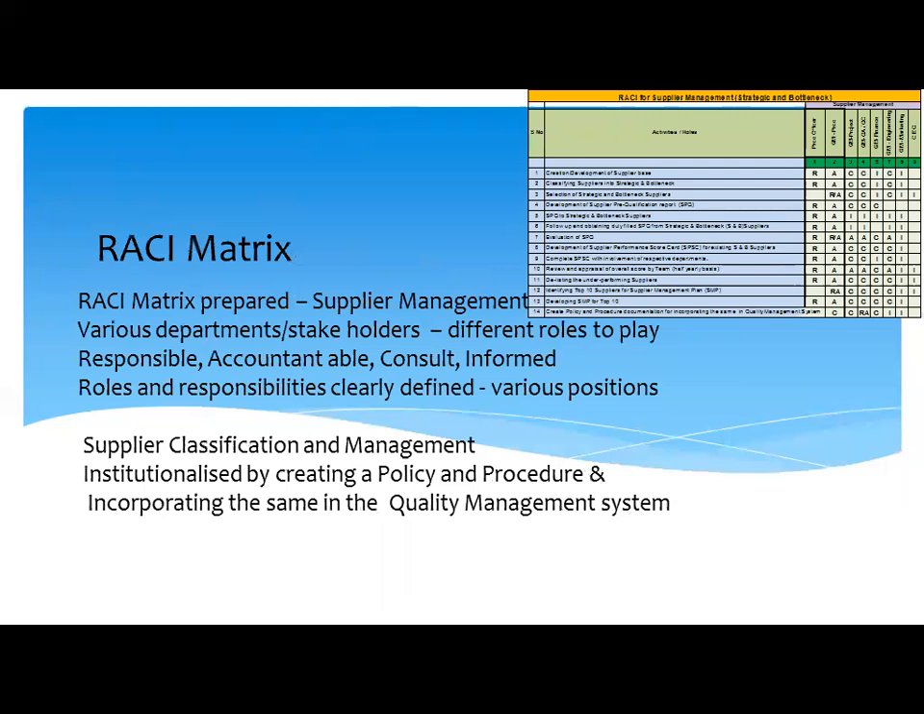Finally, a RACI matrix is to be prepared for supplier management. RACI stands for responsible, accountable, consult, and informed. If you look at the RACI matrix, you will find that each department or stakeholder has different roles to play. Roles and responsibilities are clearly defined, and this avoids any kind of confusion or duplication or overlap of activities between various functions.